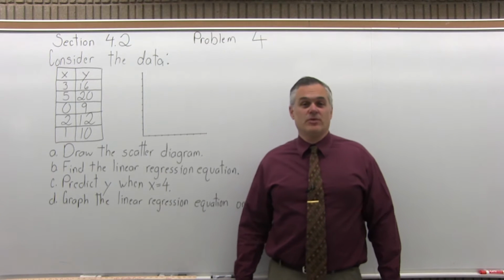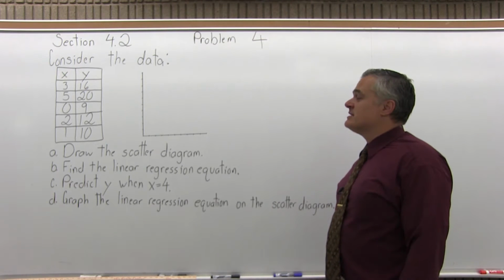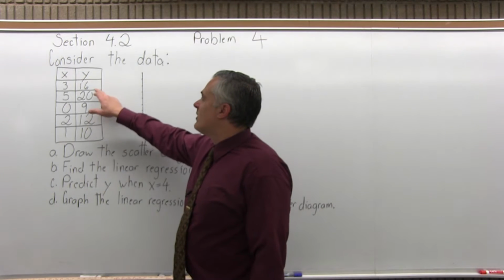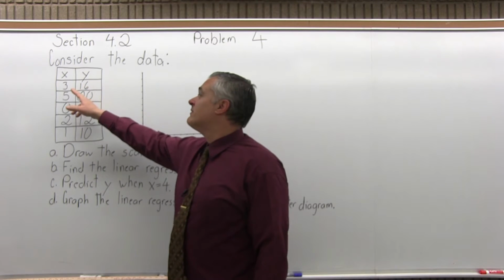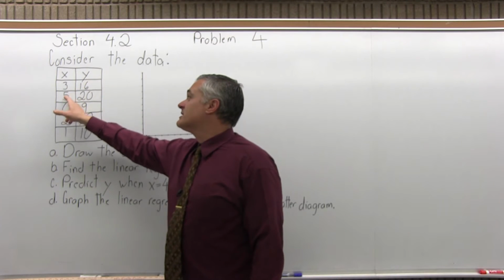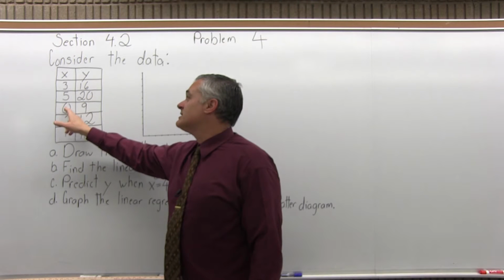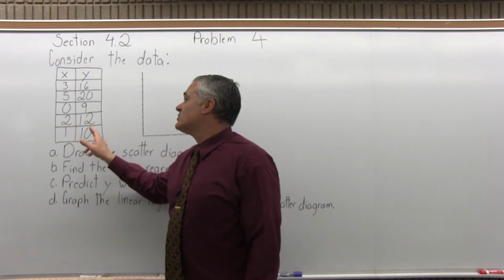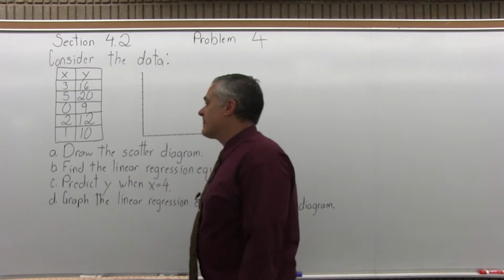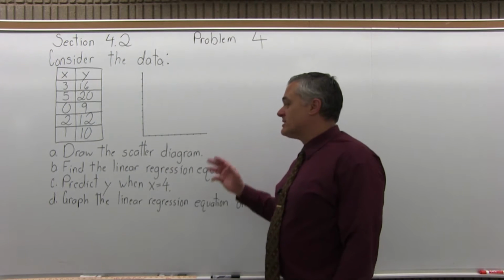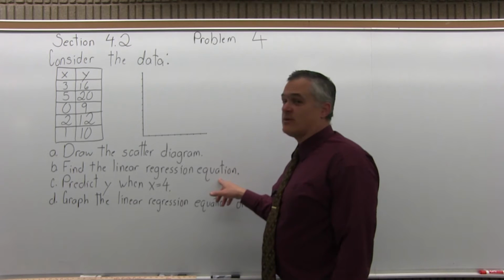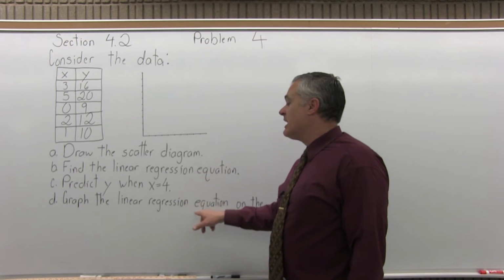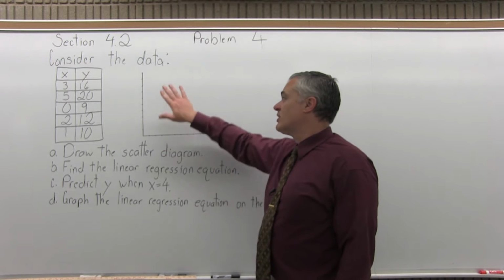This is Section 4.2, Problem number 4. It says consider the data, and we have 1, 2, 3, 4, 5 x, y pairs. We have x is 3, y is 16, x is 5, y is 20, x is 0, y is 9, x is 2, y is 12, and x is 1, y is 10. And the question says draw the scatter diagram, find the linear regression equation, in other words, y equals a plus bx, predict y when x is 4, and then graph the linear regression equation on the scatter diagram.